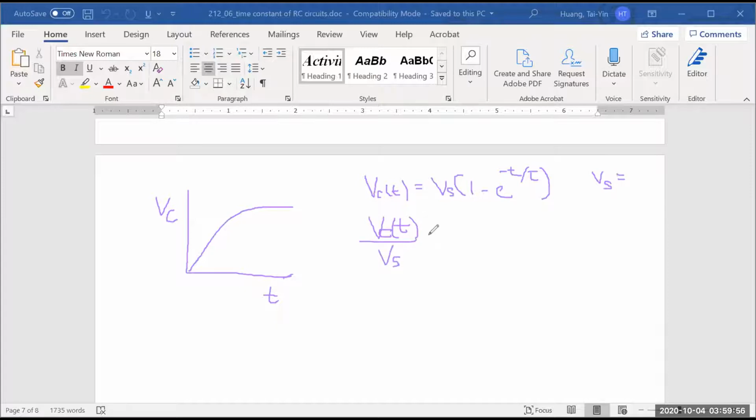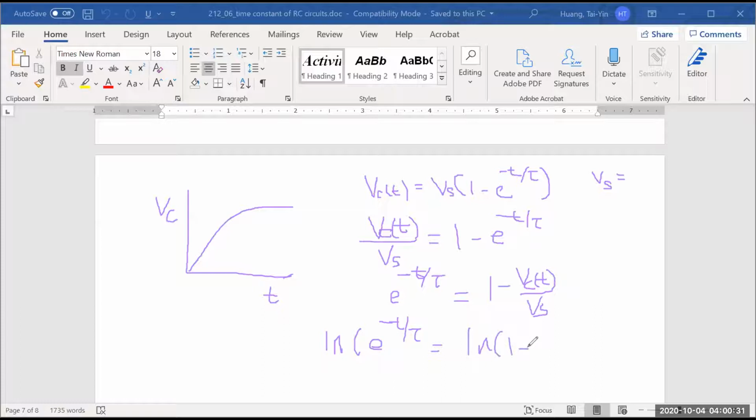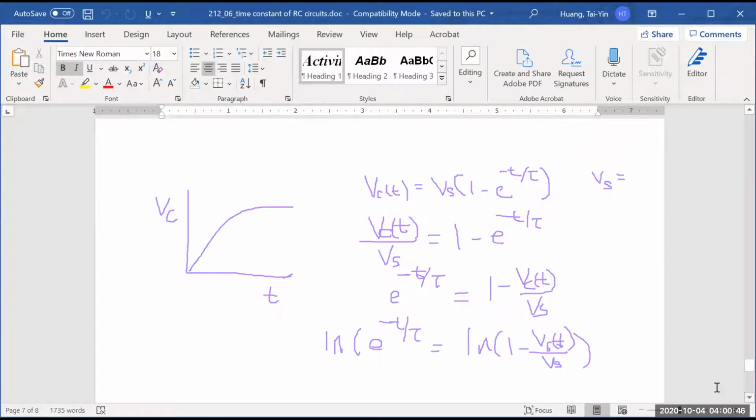First of all, use Excel. Vs is a constant. VC over Vs is equal to 1 minus e to the minus t over tau. I'm going to move this to the other side, so you have e to the minus t over tau equal to 1 minus this value, which is given by the data, over Vs. And then you're going to take the natural log on both sides.